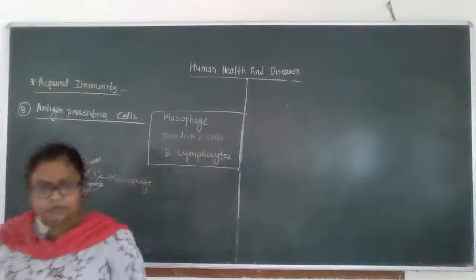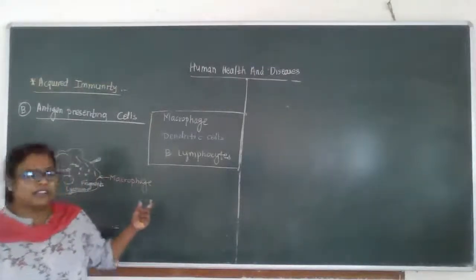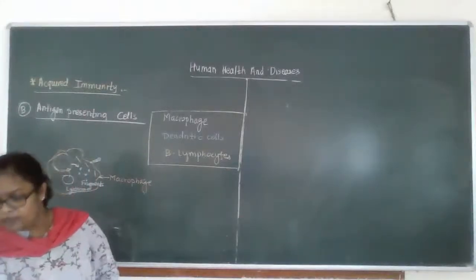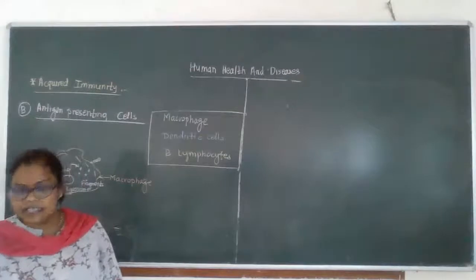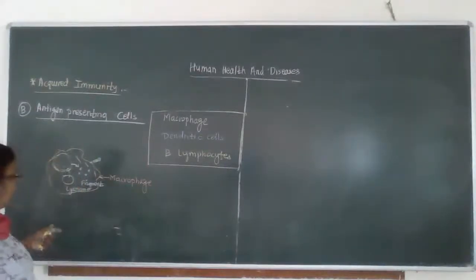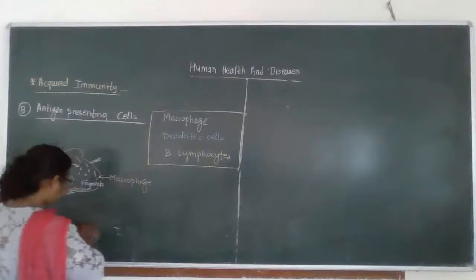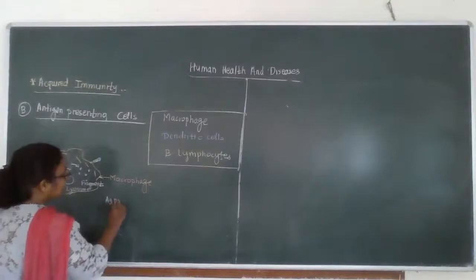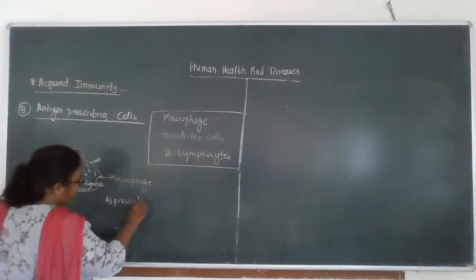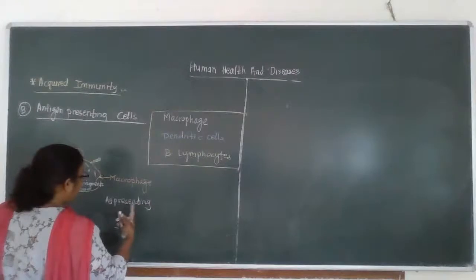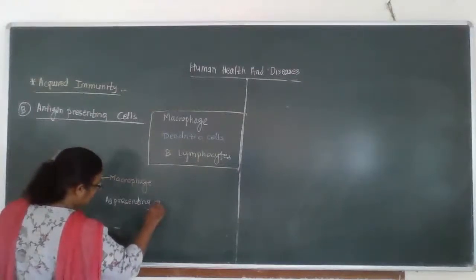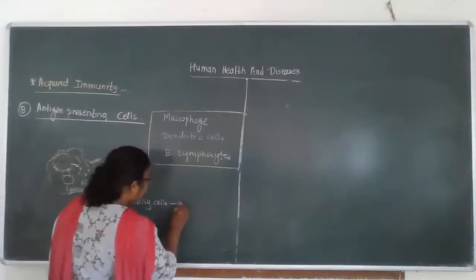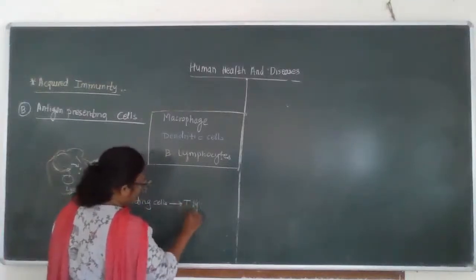Then what happens? Now this antigen presenting cell, which has digested the antigen, stimulates our helper T cell. Now it is not a macrophage only, it is an antigen presenting cell. Funda clear? Okay, so this antigen presenting cell stimulates our T lymphocytes.